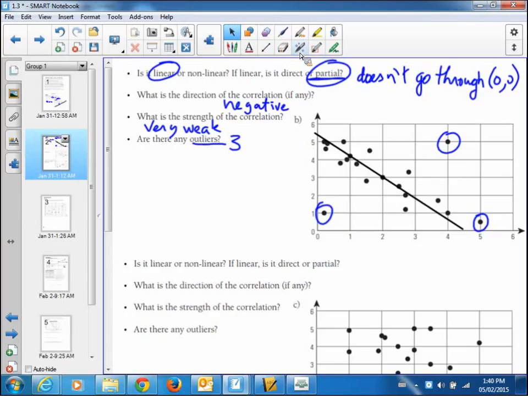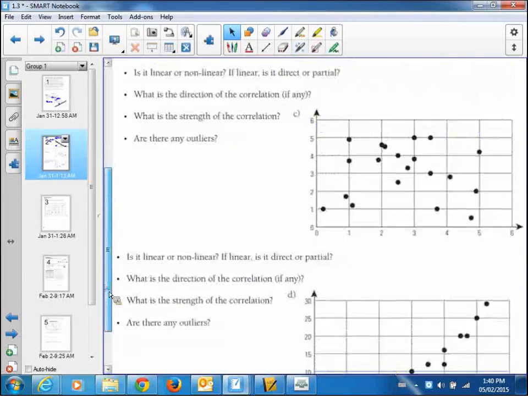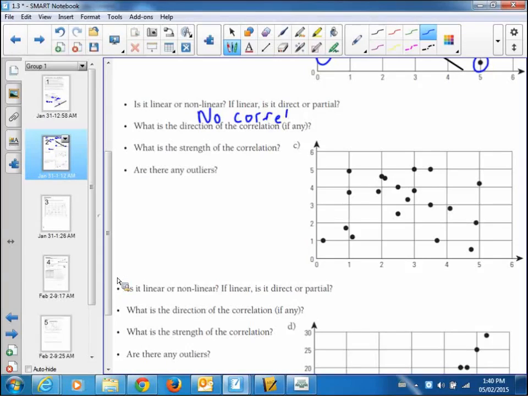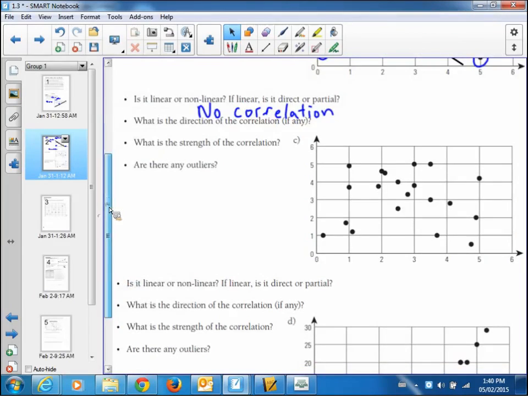Now, the third one here. What do you think about this one? Is there a correlation? Is it linear or not? What do you guys think? No connection. There's nothing. No connection or correlation. Don't have to do anything. That's garbage. How about this one?